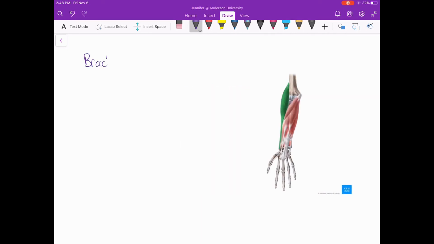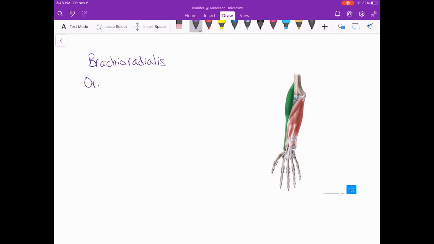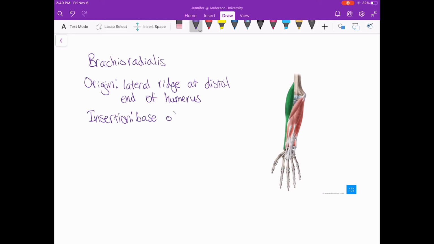Moving directly down from the biceps brachii, we have the brachioradialis. This is a superficial muscle of the lateral forearm and forms the lateral boundary of the cubital fossa. The origin is the lateral ridge at the distal end of the humerus. As you can see, it is on the lateral side of the arm. The insertion for this muscle is the base of the radial styloid process, which makes sense if you look at the picture. You can kind of guess what the origin and insertion are for this one.